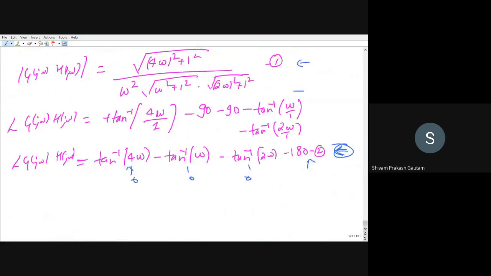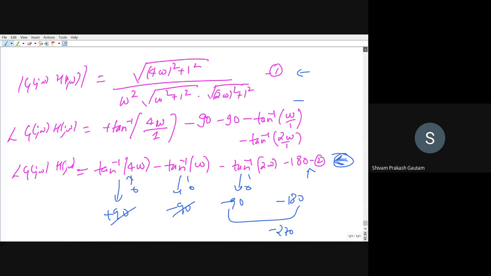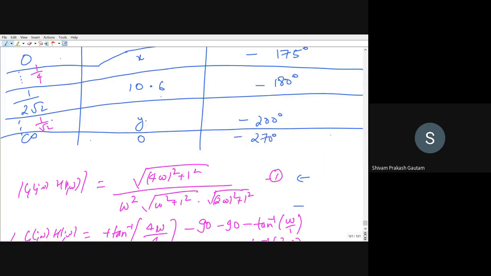And if you substitute omega is equal to infinity in equation number 2, this will correspond to plus 90 degree, this will give you minus 90, this will give you minus 90, and minus 180 degree. So plus 90 minus 90 will cancel out, and what will be the result? That is minus 270 degree. So finally, at omega is equal to infinity, our phase is minus 270 degree.